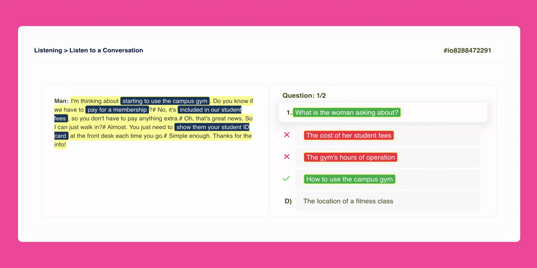Now, let's take a closer look at option D, the location of a fitness class. Option D suggests she wants to know the location of a fitness class. The conversation is about the gym in general, and there is absolutely no mention of specific classes or where they are held. Thus, this is incorrect. The correct answer to this question is C, since this option alone fully and clearly addresses what the question is asking, highlighting the importance of careful reading.